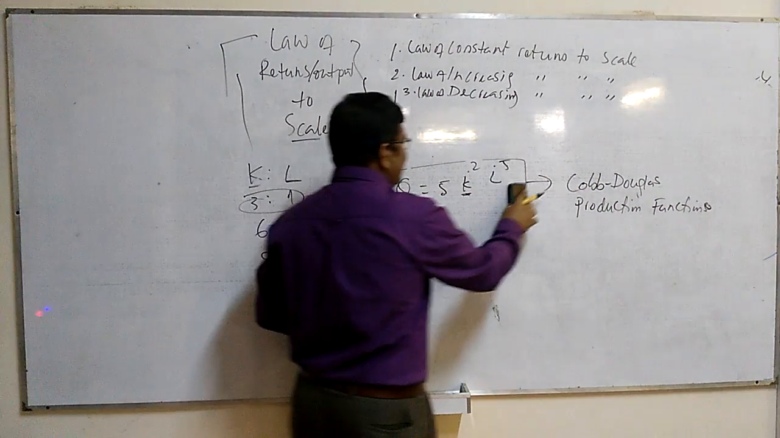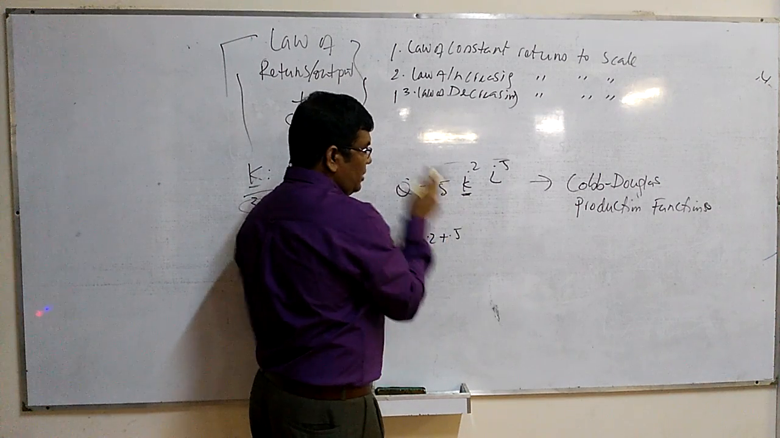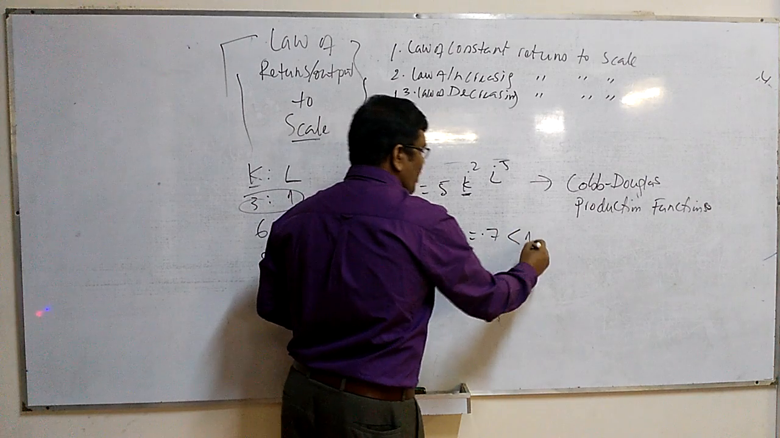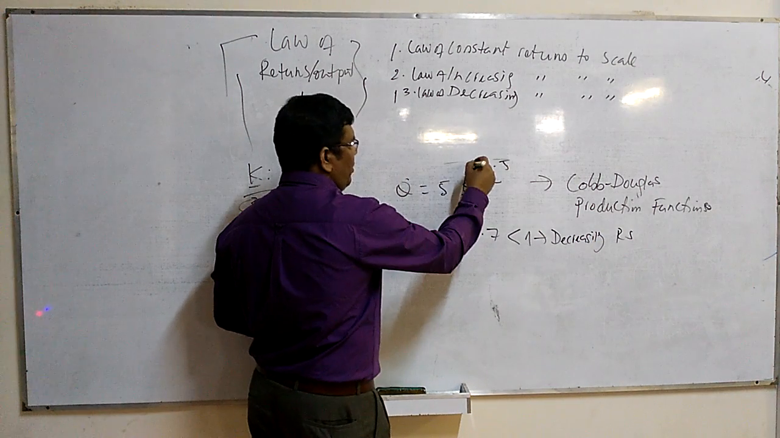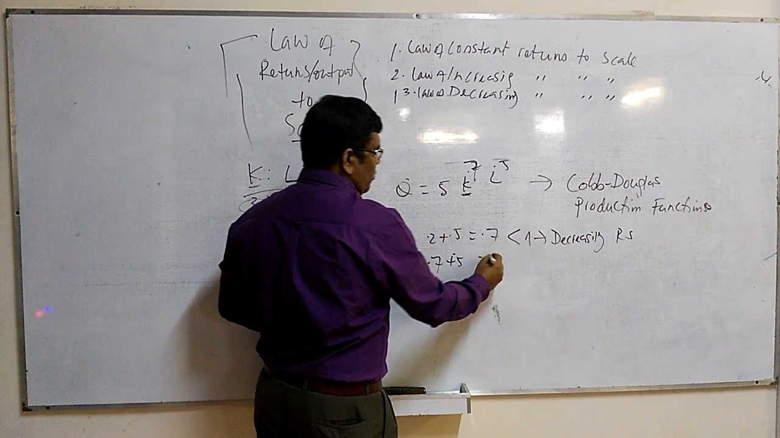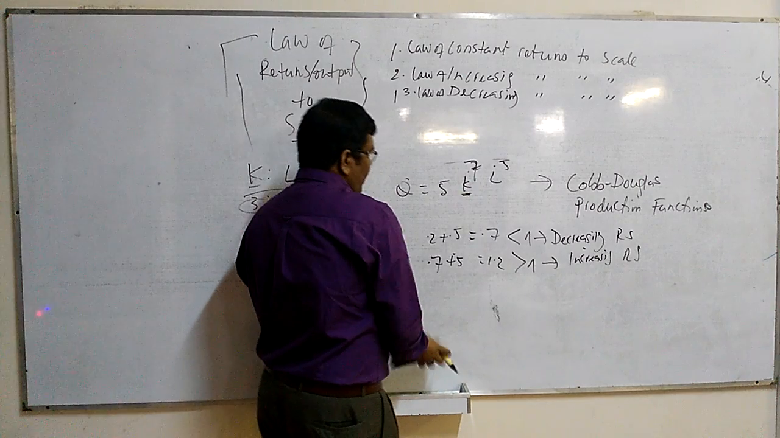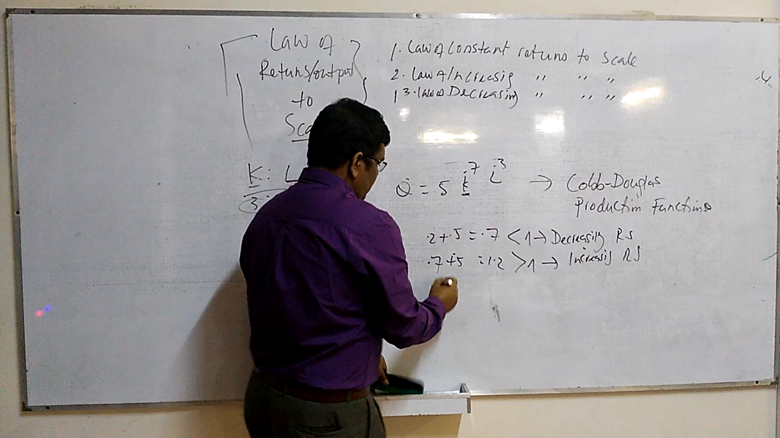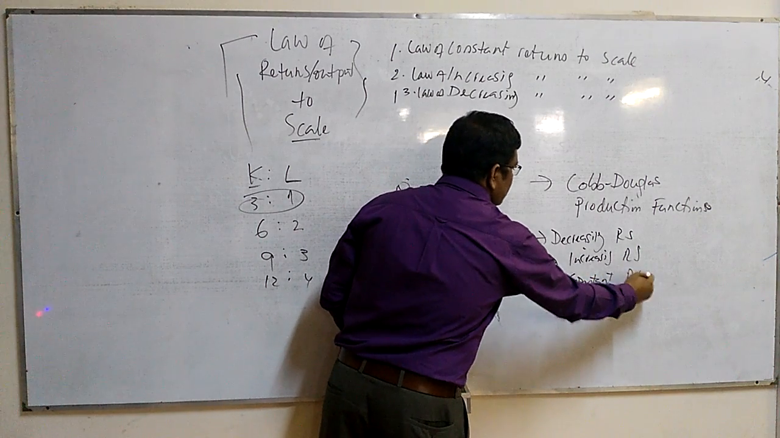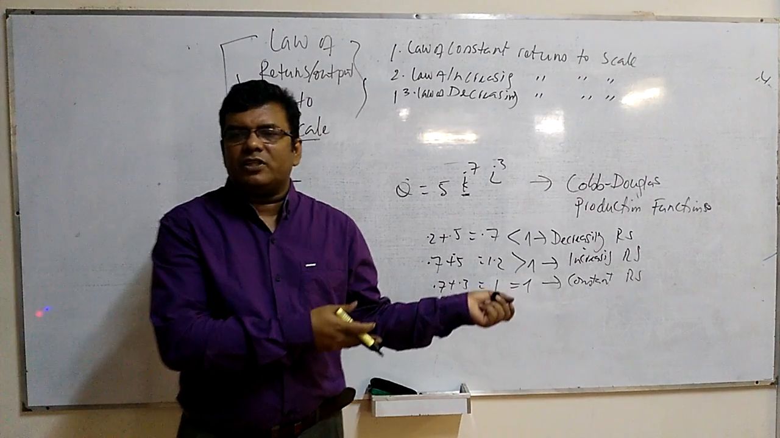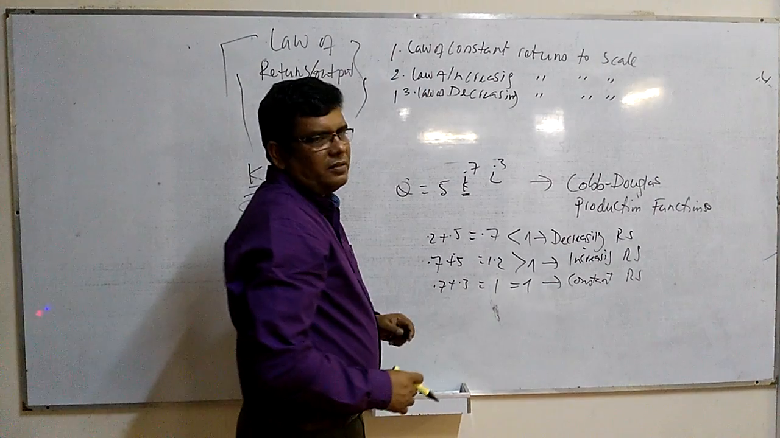If you have this kind of form, you can easily identify the scale of the production. You just take the powers, 0.2, 0.5. Just look at the powers. If the sum is less than 1, it is decreasing. If, for example, it is 0.7 plus 0.5, that is 1.2, greater than 1, so increasing in terms of scale. If it is 0.7 plus 0.3, that is 1, equal to 1, it is constant returns to scale. So you can easily identify whether the production technology is CRS, IRS, or DRS.